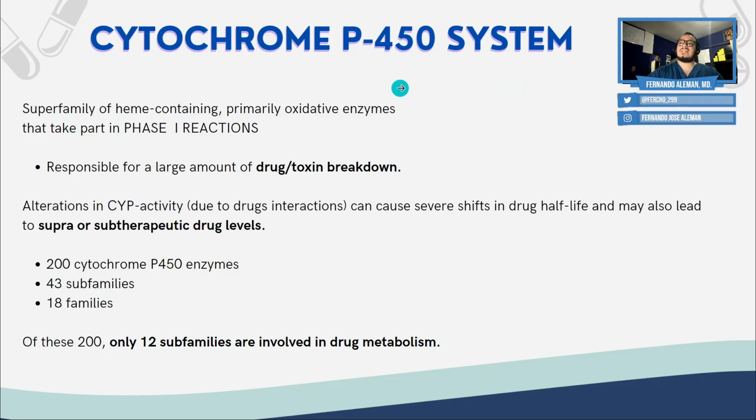So what is this cytochrome P450 system that everybody is talking about? It is a superfamily of heme-containing, primarily oxidative enzymes that take part in phase 1 reactions. As I mentioned, we have a phase 1 and a phase 2, and this cytochrome P450 system is related to the phase 1 reaction.